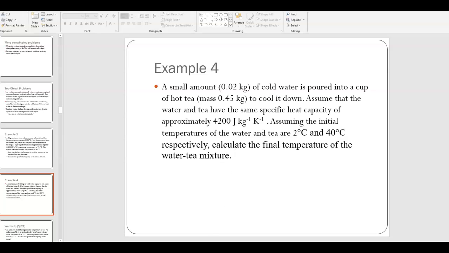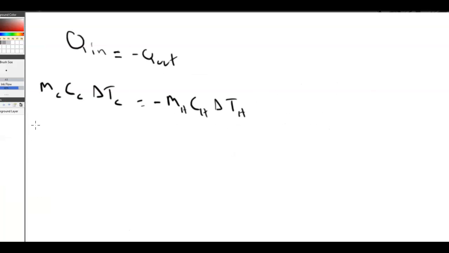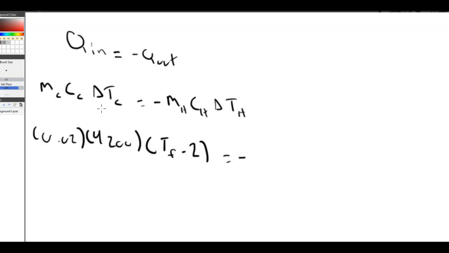The mass of the cold water is 0.02 kilograms. The specific heat capacity of both is given as 4,200. Delta T_c, I'm going to expand that out and write T final, which I don't know what that is, minus the initial temperature of the cold water, which was 2 degrees Celsius. Again, we don't have to do a unit conversion because these equations don't have temperature, they have change in temperature. As long as we're dealing with the change in temperature, we can be in Celsius or in Kelvin.